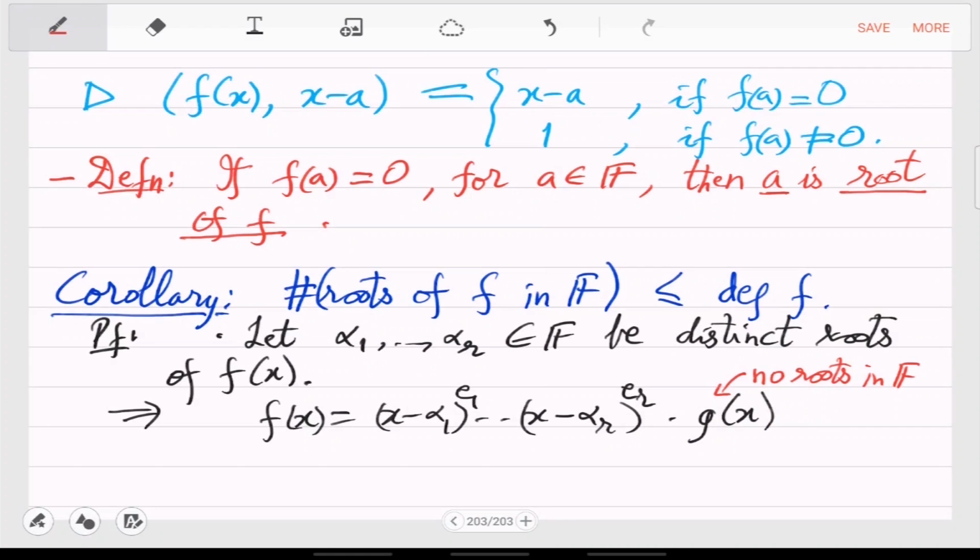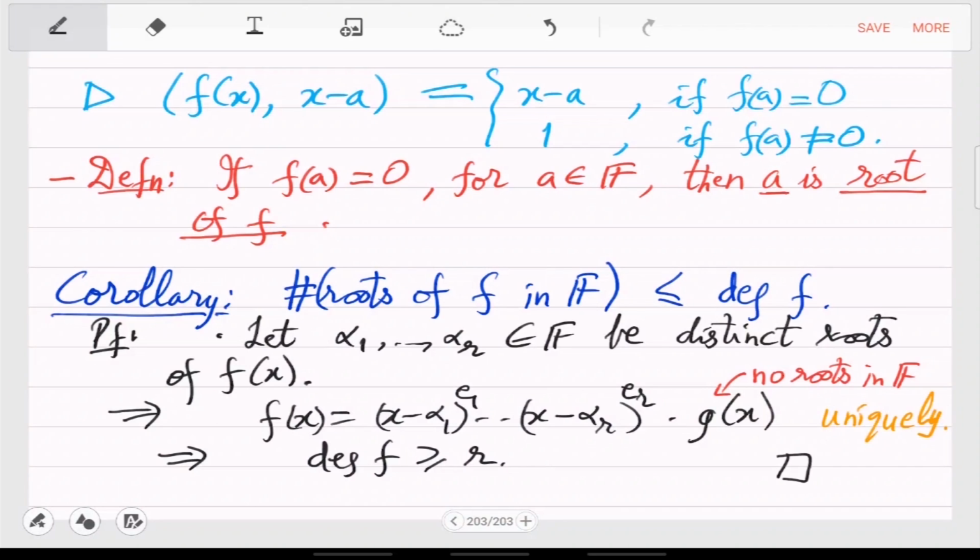Right, and from this you deduce that this was unique, so there cannot be any other way to get roots, right? Alpha 1 to alpha r which appear in this factorization is the only possibility, and clearly now comparing by degree you will get that degree of f is greater than or equal to r. Is this clear? So you get a bound on the number of roots.